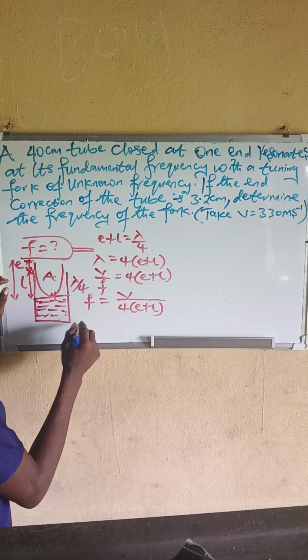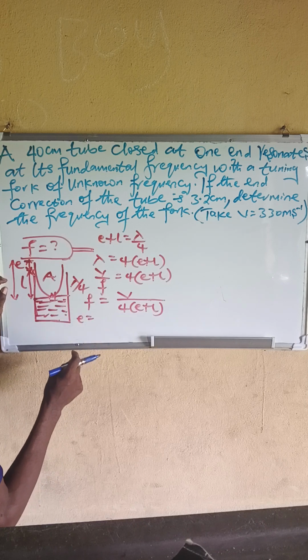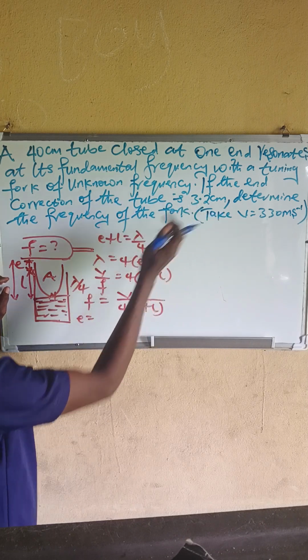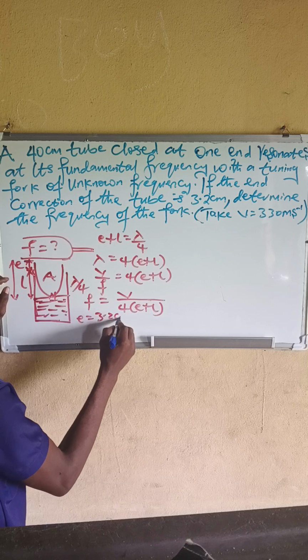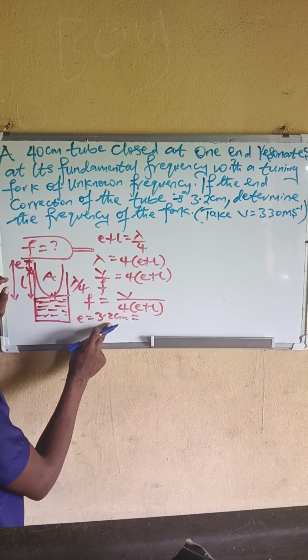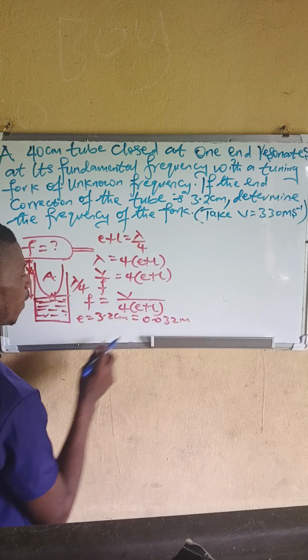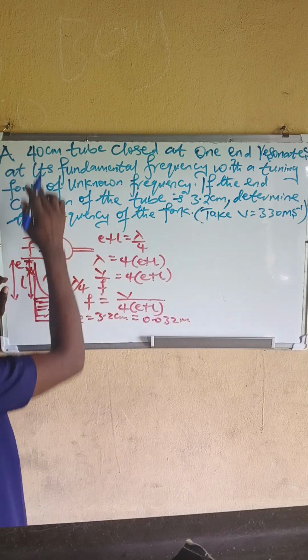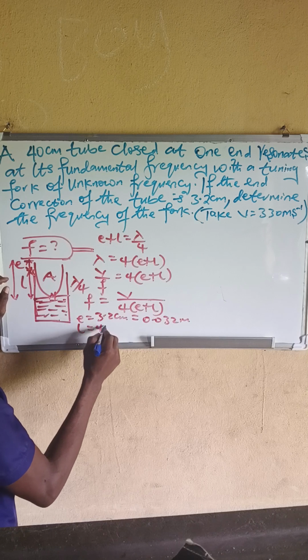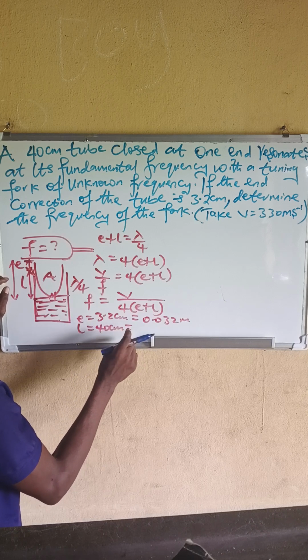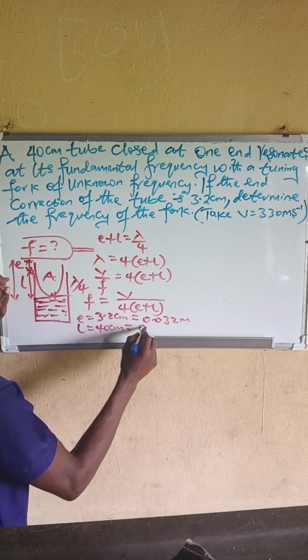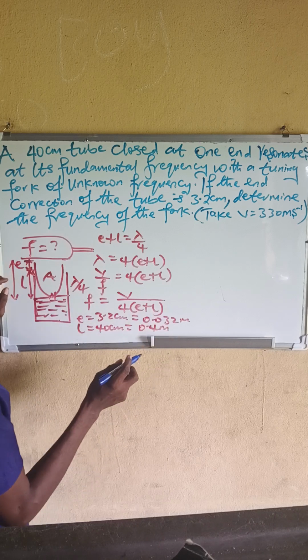Okay? Now, our end correction from the question is giving us 3.2 cm. Divide this by 100, you have 0.032 meter. Now the length is 40 cm. Our length is 40 cm. Divide this by 100, you have 0.4 meter.